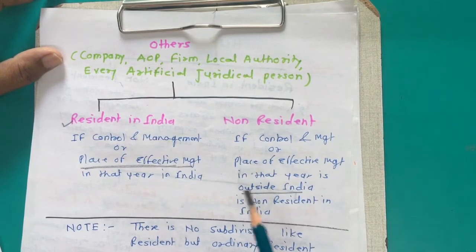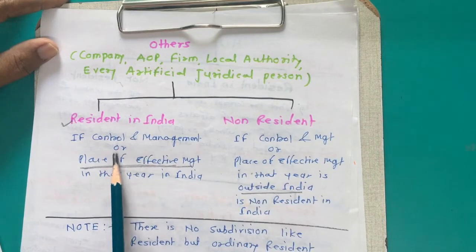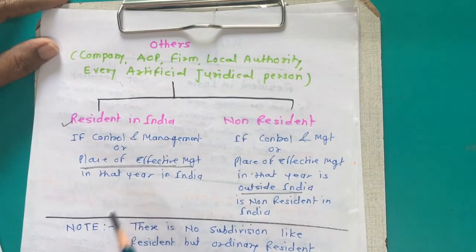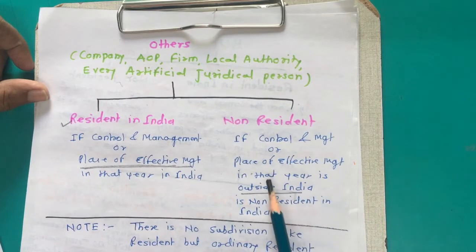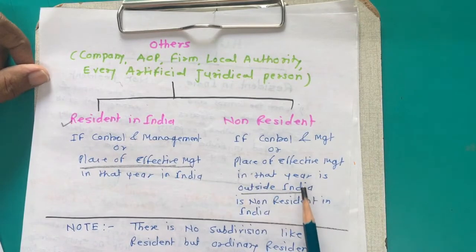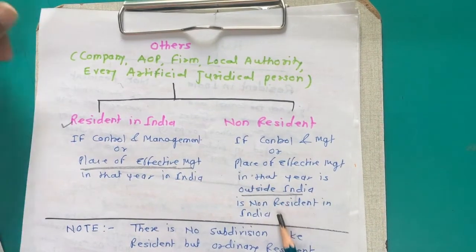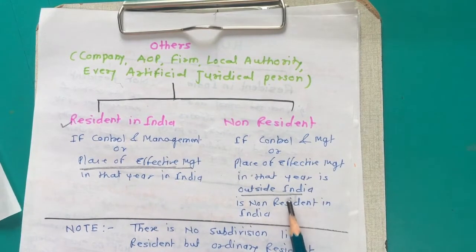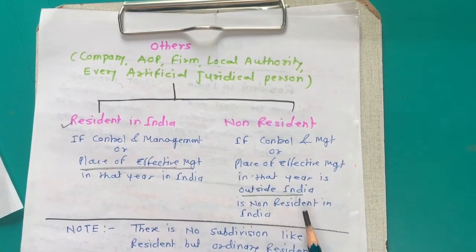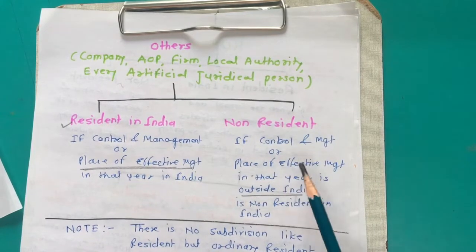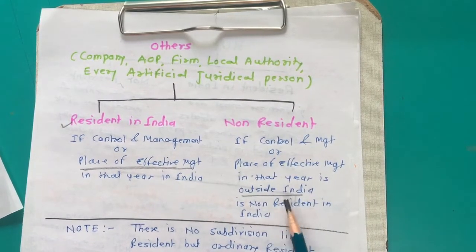Okay, लक्षात घ्या, रेसिडेंट इन इंडियासाठी कंट्रोल अँड मॅनेजमेंट आणि प्लेस ऑफ इफेक्टिव्ह मॅनेजमेंट हे त्या प्रिव्हियस इयरमध्ये इंडियामध्ये असायला पाहिजे, आणि कंट्रोल आणि प्लेस ऑफ इफेक्टिव्ह मॅनेजमेंट त्या प्रिव्हियस वर्षामध्ये आउटसाईड इंडियामध्ये असेल तर कंपनी, फर्म, लोकल अथॉरिटी किंवा आर्टिफिशियल ज्युरिडिकल पर्सनच्या बाबतीमध्ये त्यांचं रेसिडेन्शियल स्टेटस हे त्यांच्या प्लेस ऑफ मॅनेजमेंट इंडियामध्ये आहे का आउटसाईड इंडिया आहे याच्यावरून ठरतं. If the place of effective management or control of management in that year is outside India, it is non-resident in India.